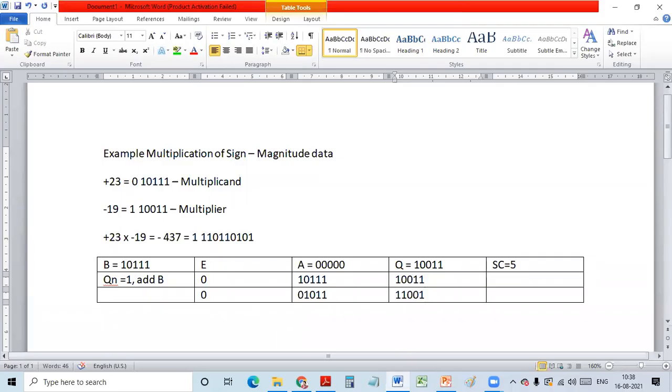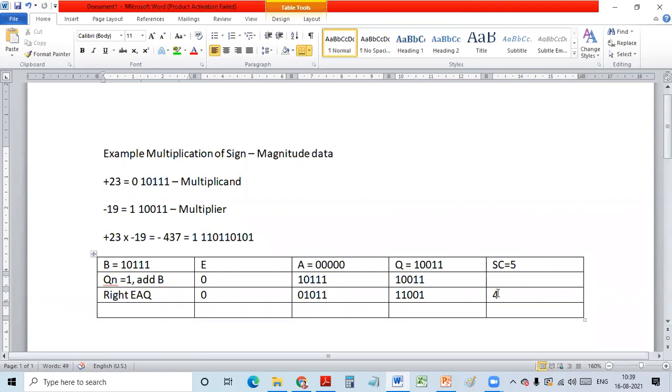The last bit will be gone. It was shifted out of the register, and anyway we have inspected it already. So we are shifting EAQ right. After that, you need to reduce the sequence counter by 1, so that becomes 4, and this is not 0. So you need to repeat for the second cycle.